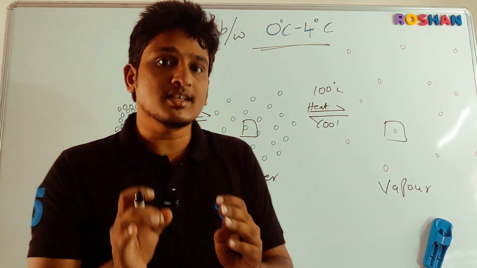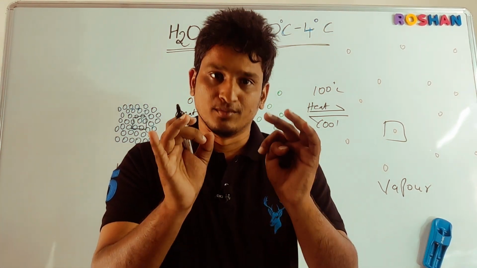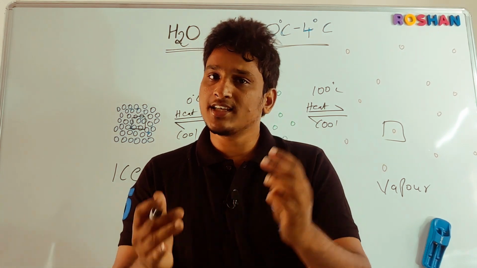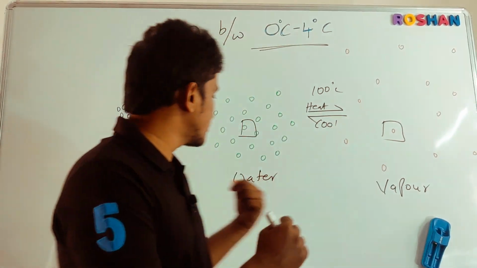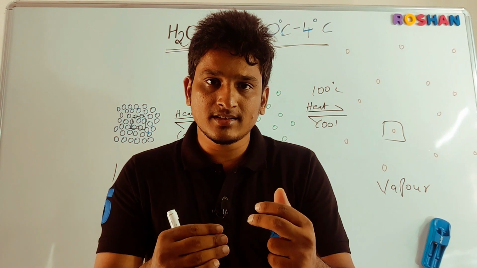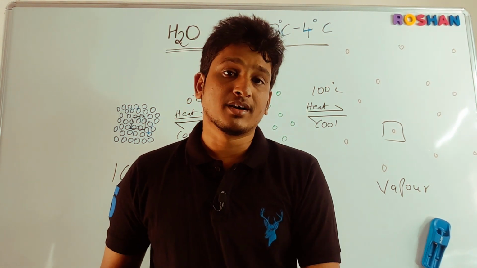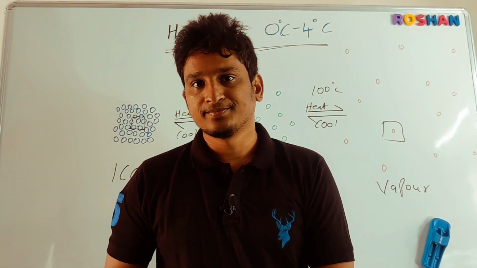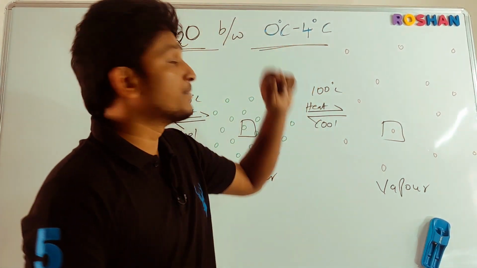So this is called the anomalous behavior of water. That's why ice is more dense, right? In general, ice is more dense. If it is more dense, it should sink in water, yes or no? But why is ice floating on water? That is what the anomalous behavior is about.